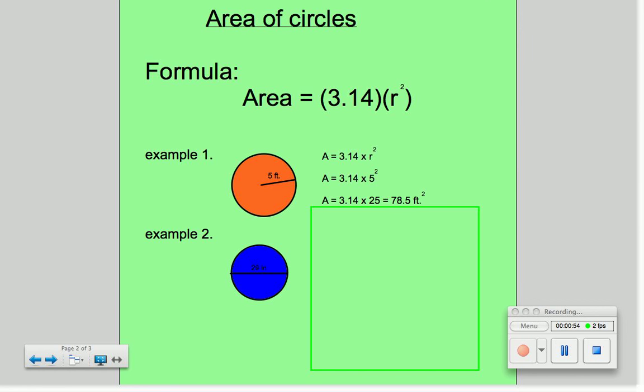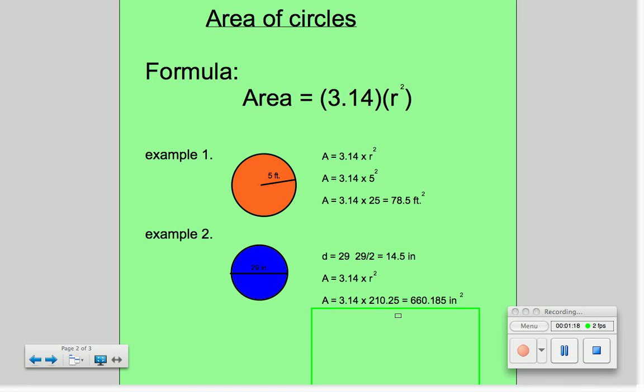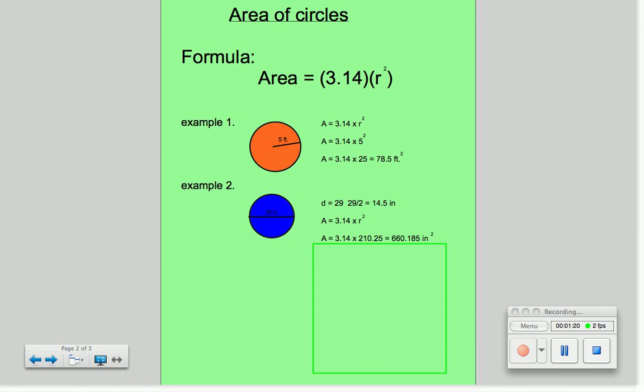Okay, let's try it for example 2. Now, if you look at example 2, we're not given the radius. Instead, what we're given is the diameter. So we're going to have to start by addressing that issue, and it's pretty simple. Just going to take that diameter and divide it by 2, and that gives us a radius of 14.5 inches. We'll then plug that information into our formula. We'll square it, multiply times pi, and we get the area, which is 660.185 square inches, and that's our area. Okay, so it's that simple.